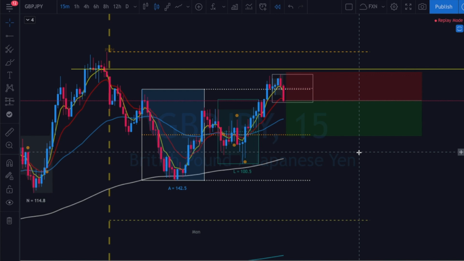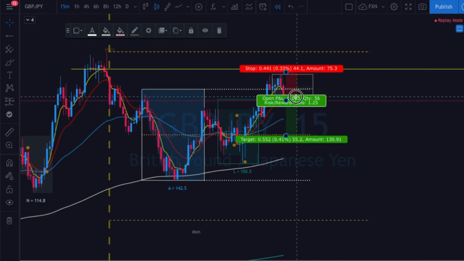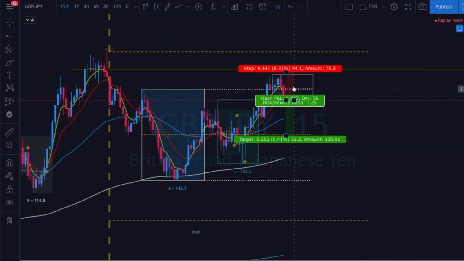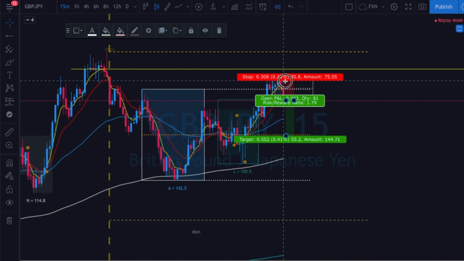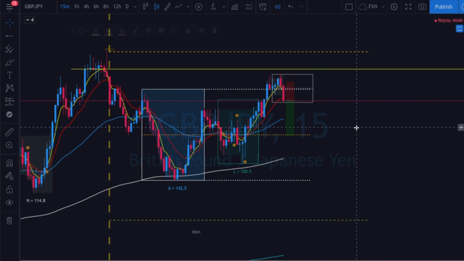Is that essentially worth the risk? Is it really worth the risk? I don't think it is, because it's a 1-to-1 risk to reward ratio, 44 pips. Even if you bring down, look, even if you come down to above that candle, you're still at 30 pips.